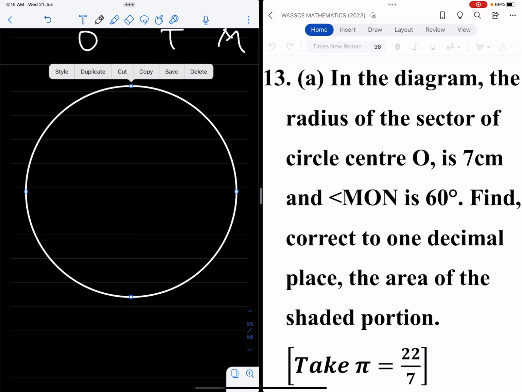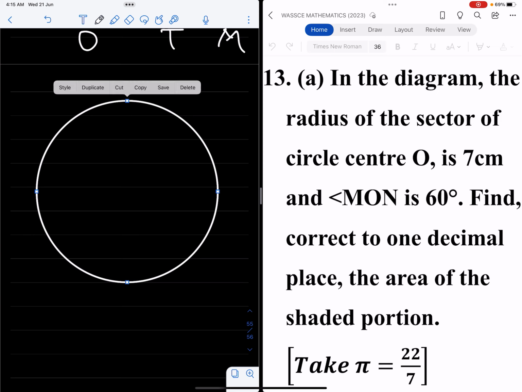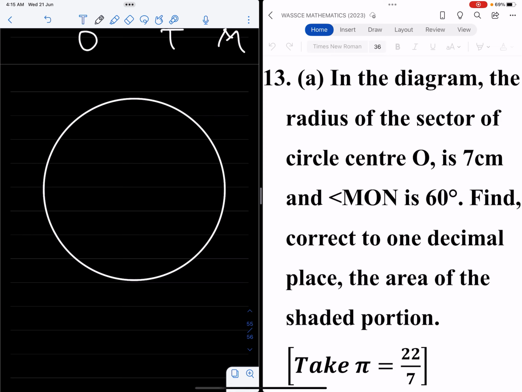Now, this is the diagram. I know that the center of a circle is O. Let O be the center of the circle. That means this will be OP and this will be OM. This part OP, which is the radius of the circle, is 7 centimeters. OM is also 7 centimeters because they are both radii.